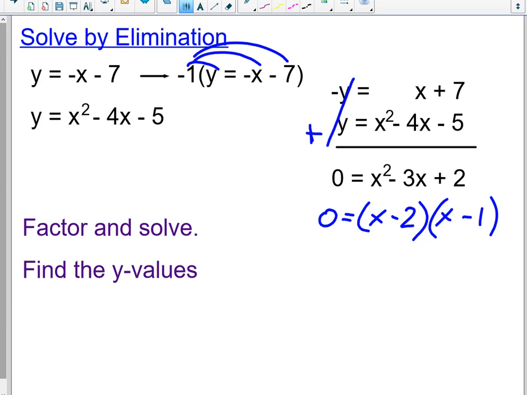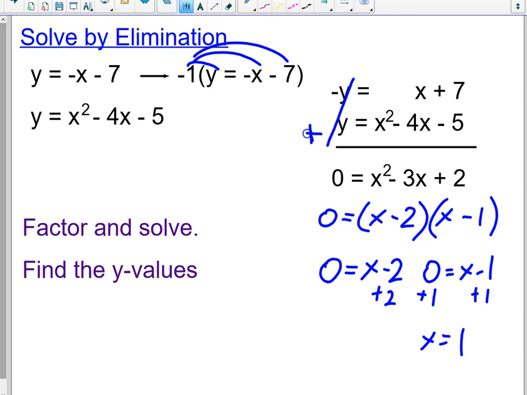Using the same thing as before, the zero product property, we know 0 equals x minus 2, and 0 equals x minus 1. So when we add 1 to each side, we're going to get x equals 1. And when we add 2 to each side, we know x is going to equal 2. Again, we know these are not our answers. These are just the x coordinates in both of the solutions we're going to have. We're going to have 2 answers. So we're going to have 2 comma something and 1 comma something.